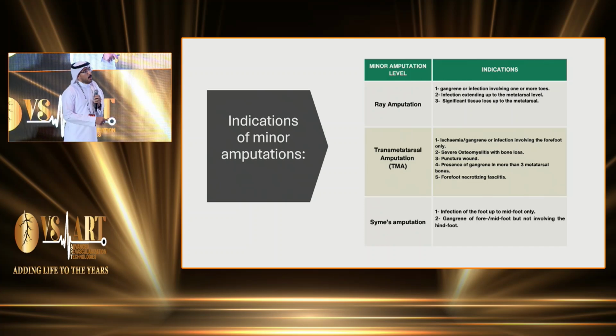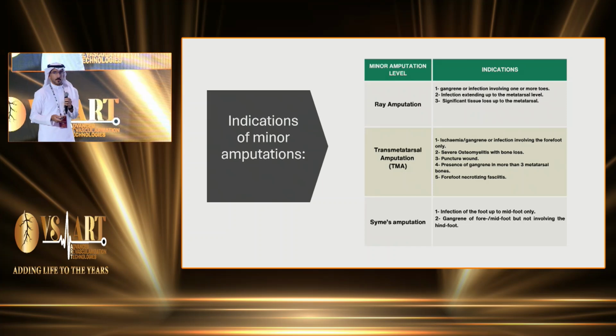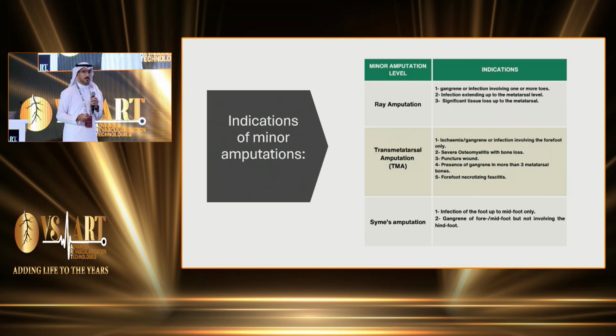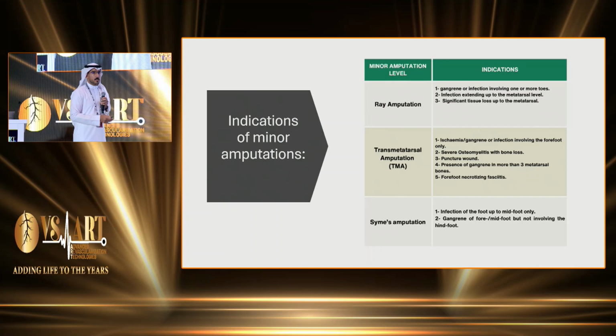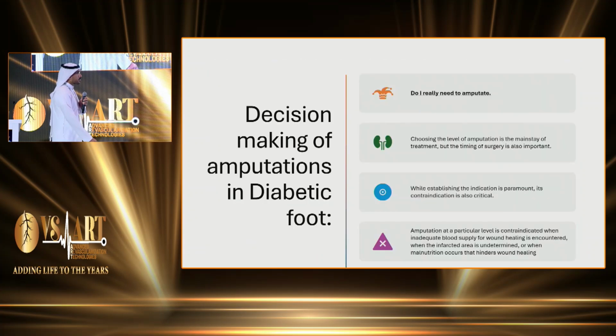If we do one ray amputation, especially on the lateral side of the foot, it will not have much impact on the foot biomechanics. But if we do a hallux ray amputation, it will have a big impact, because more than 60% of the biomechanics of the foot is regulated by the hallux. So these are the different levels of amputation, as we see: toe amputation, transmetatarsal, and Lisfranc amputation.